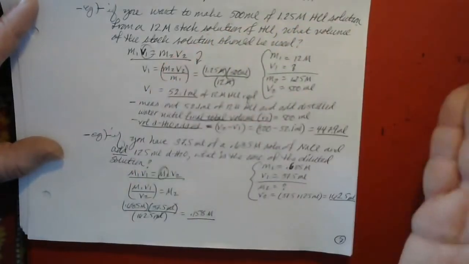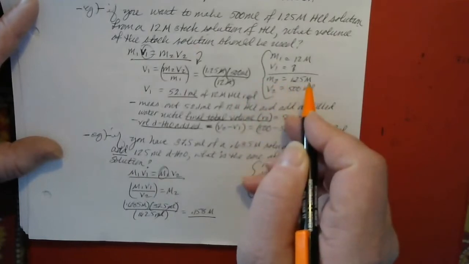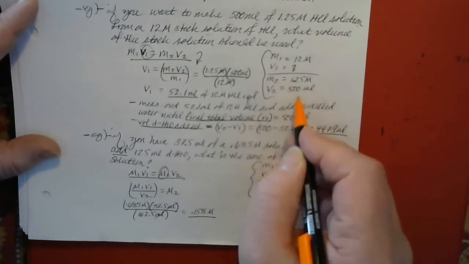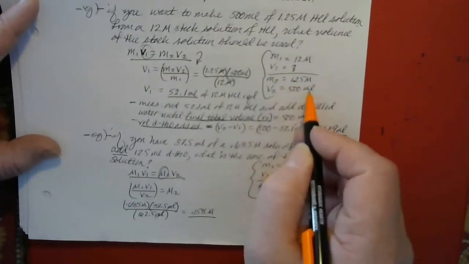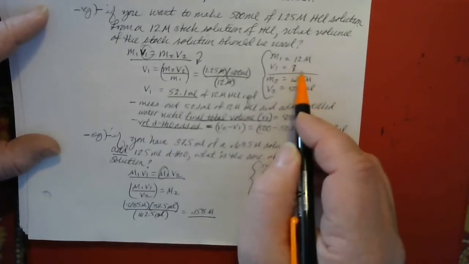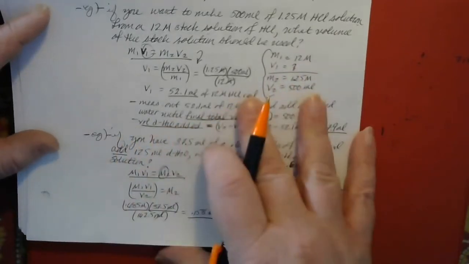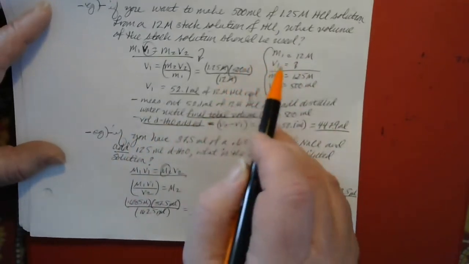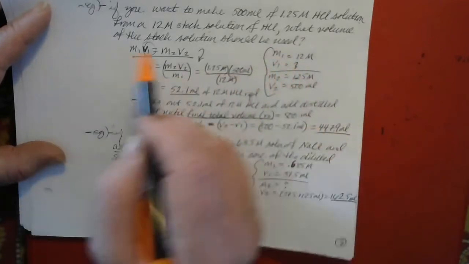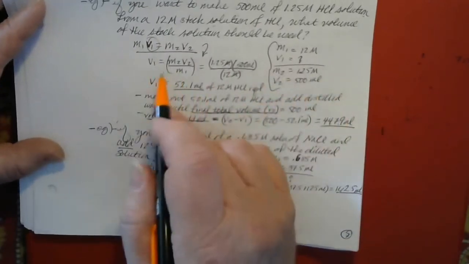So that comes later in time, so I'm calling that M2. And the corresponding volume of that 1.25 molar solution would be 500 milliliters. And the corresponding volume of the 12 molar solution that I need to use is unknown, so that is a question mark. So what we need to solve this equation for is V1. That's why I have V1 circled here. That's what we're solving for.